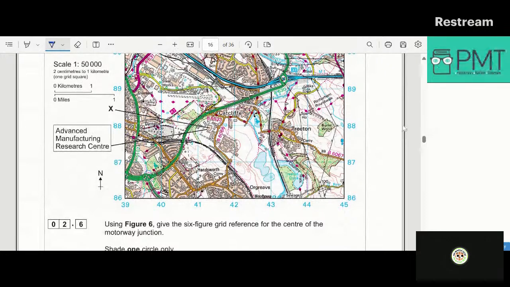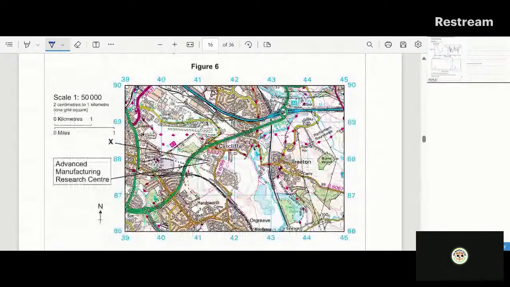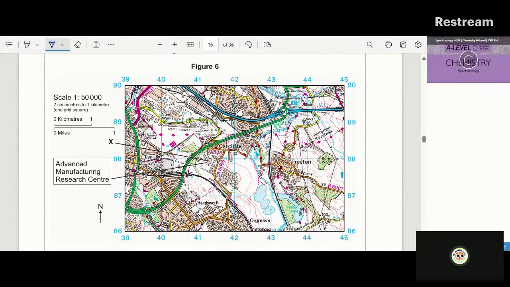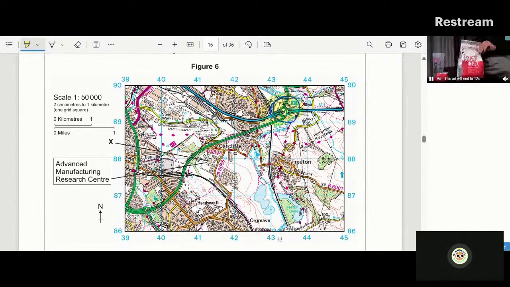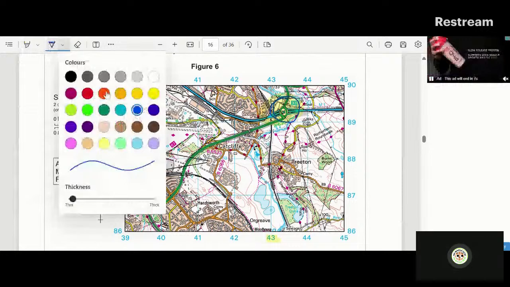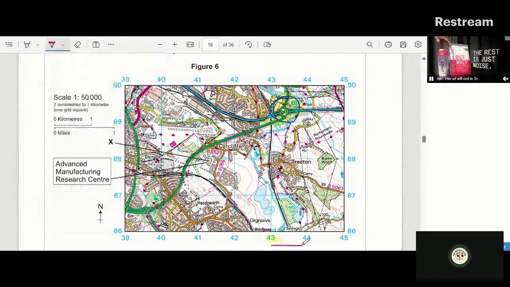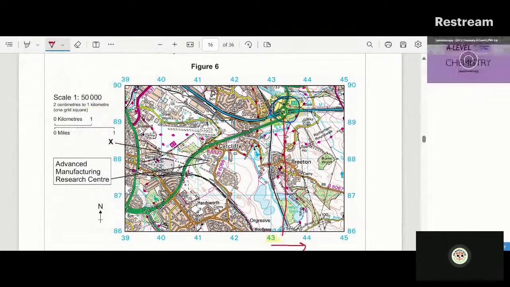I'm trying to make this as big as possible so you guys can all see now. So we're looking for the center of the motorway junction. Here. Sorry, I'm trying to highlight it, but it wasn't working. Here, as you can see. Because it's 6-figure, but you're only given 2 figures, you then have to figure out what proportion of it is between 43 and 44. So you can see it's over here. That's close to 43.5, but it's a bit less.